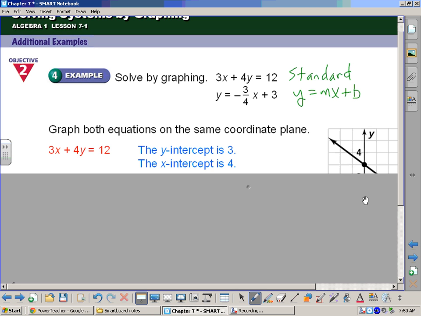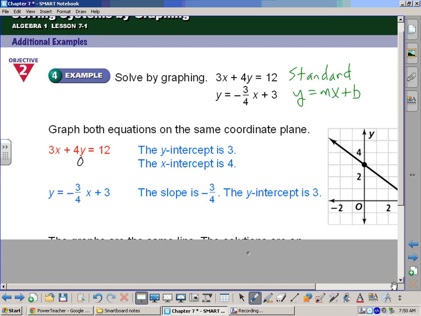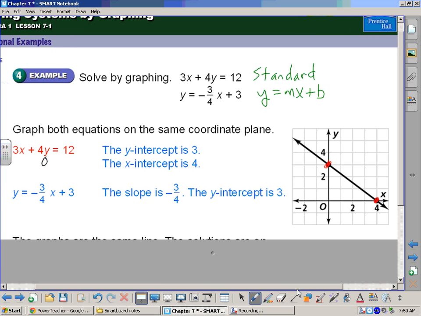So x can be 0, and solve for y, we get y equals 3. Then what we can do is make y 0 and solve for x, and we get x is 4. So we get a y-intercept of 3 and an x-intercept of 4. There's your line for that first equation.